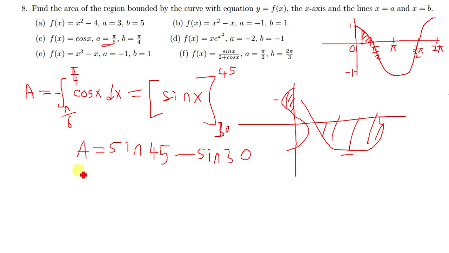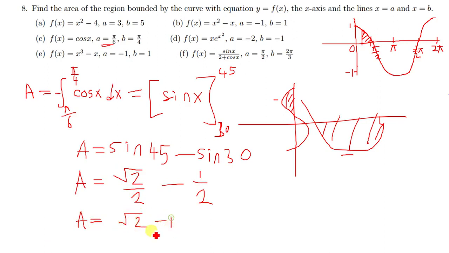and we all know these are special angles. Sine 45 is nothing but the root of 2 over 2 minus sine 30, which is 1 over 2. So it's a matter of simplifying these expressions. So you're going to have the root of 2 minus 1 over 2. You put them in brackets, and don't forget to put your units outside.